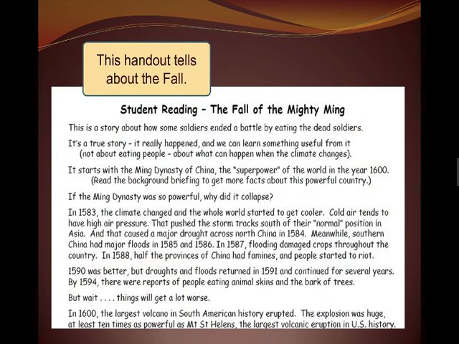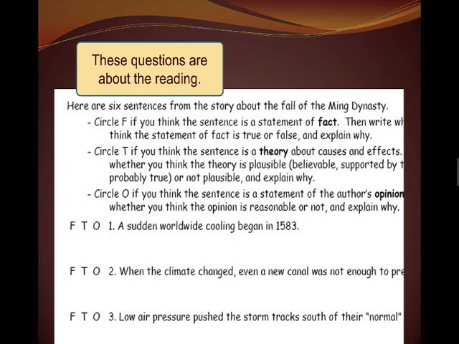This handout tells about the fall, and it is made for middle school. The first sentence, in case you can't read it, is, "This is a story about how some soldiers ended a battle by eating all the dead soldiers." It's a true story. It really happened. And we can learn something about it, not about eating people, about what happened when the climate changes. So that's a story made for middle school.